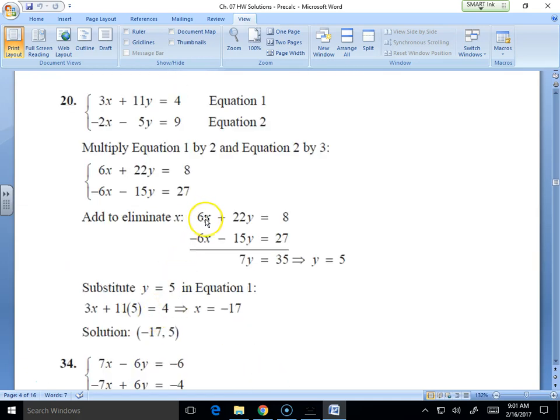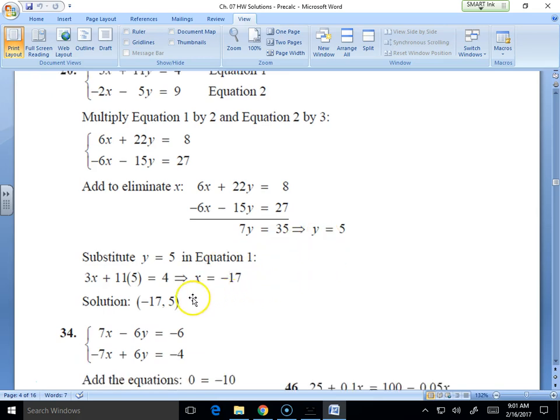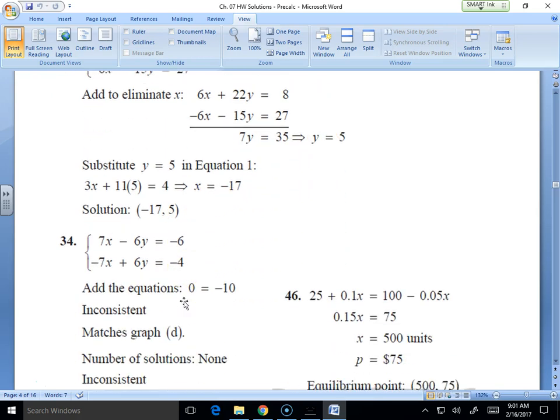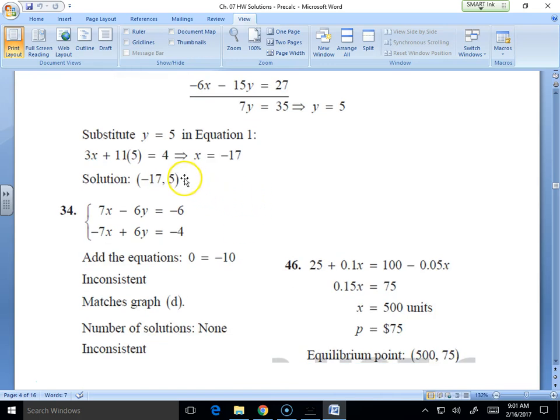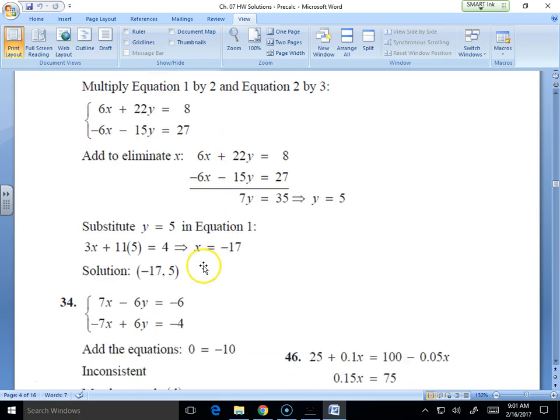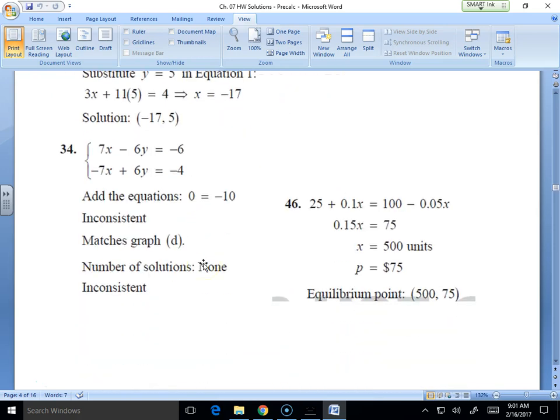Number 20. Long story short, y equals 5. Plug it in, x equals negative 17. Remember, get the right answer. Negative 17, 5. Number 34.